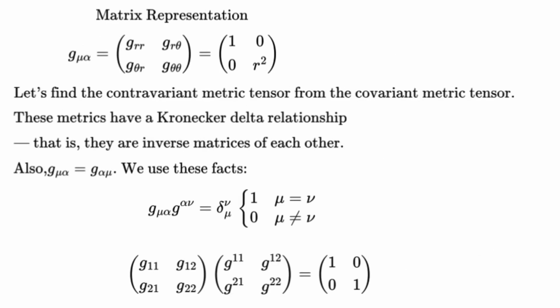Matrix representation. Let's find the contravariant metric tensor from the covariant metric tensor. These metrics have a Kronecker-delta relationship, that is, they are inverse matrices of each other. Also, G mu alpha equals G alpha mu. We use these facts.